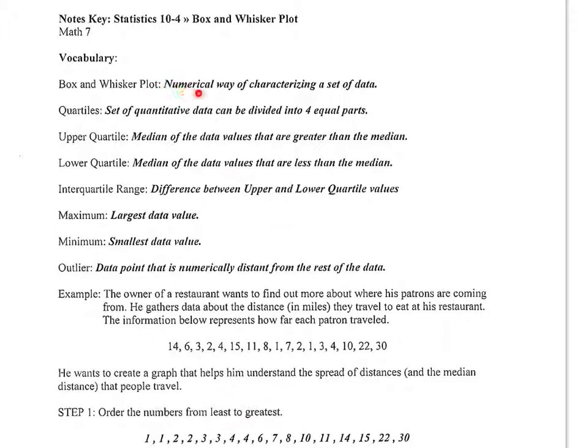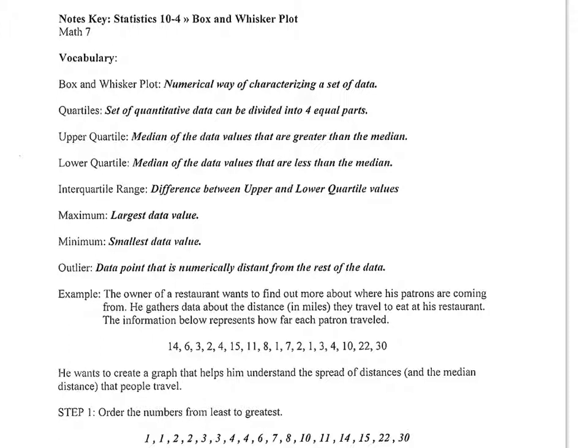But the definition is it's a numerical way of characterizing a set of data. And all you're using is median for this kind of graph. What it does is it breaks the data into quartiles. A quarter is like 1/4 of a dollar. When you're done breaking the data into quartiles, it's a set of quantitative data that can be divided into 4 equal parts. So all it does is it breaks the data into 4 equal parts.